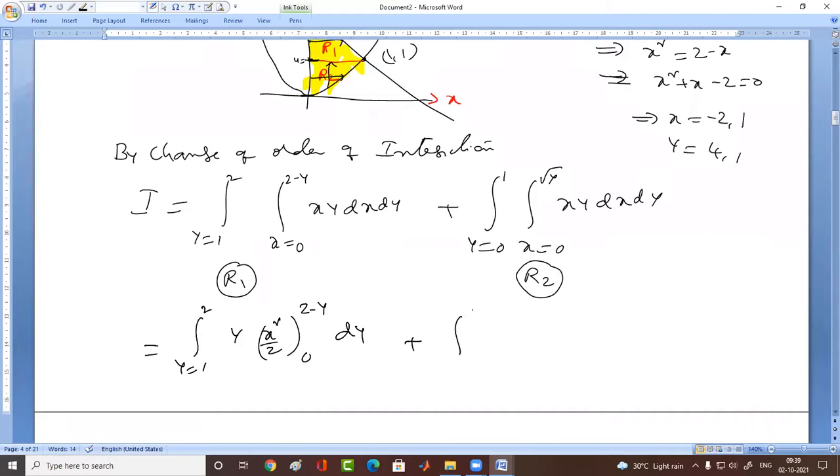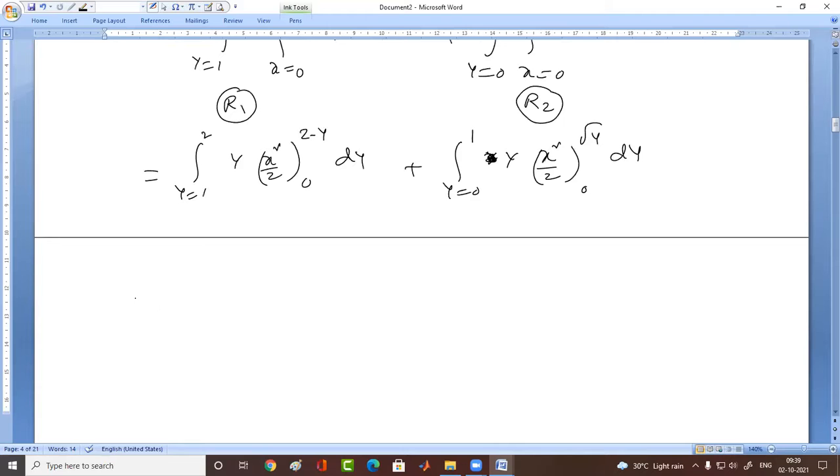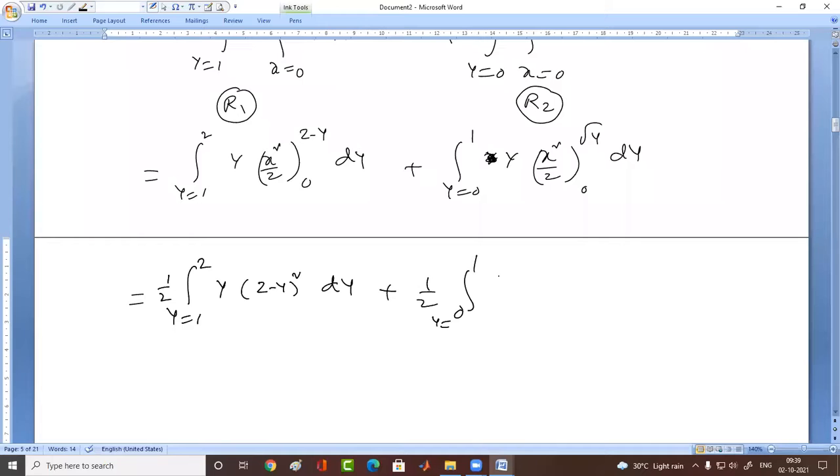Integral y is 0 to 1, y into integral x is x square by 2, x limit 0 to root y dy. Now substitute the limits. Y is 1 to 2, 1 by 2 is a constant term, y into 2 minus y whole square dy plus 1 by 2 into integral 0 to 1, y. So y into root y whole square is y dy.